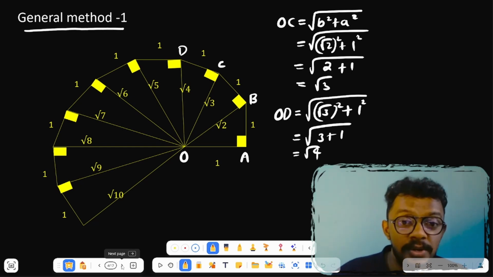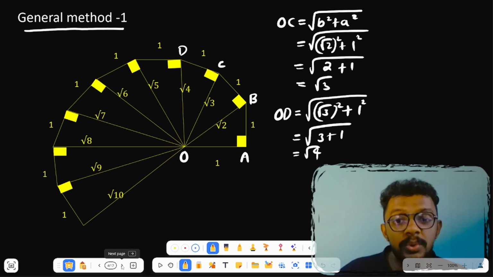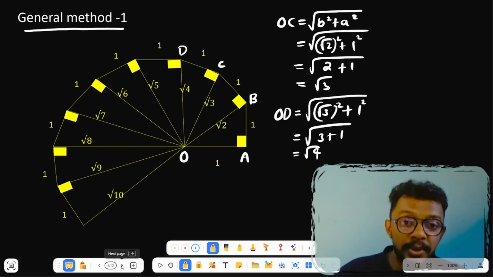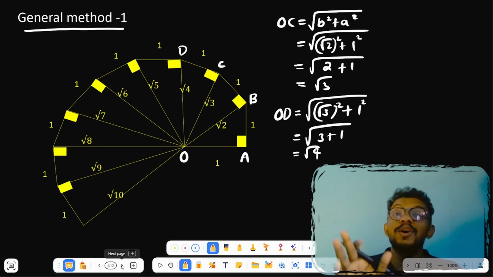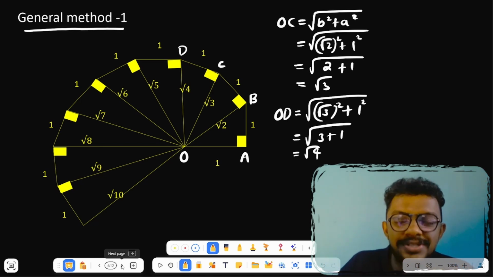Similarly, if I continue, with 1 and 1 as base and height, I will get root 2. Root 2 as base and height 1, then automatically the hypotenuse is root 3. Root 3 and 1, hypotenuse is root 4. Root 4 and 1, hypotenuse is root 5. Root 5 and 1, hypotenuse is root 6. Root 6 and 1, hypotenuse is root 7. Root 8, root 9, root 10, etc. It keeps going on. So by this strategy, I can find root of any natural number. So this is one of the general methods.